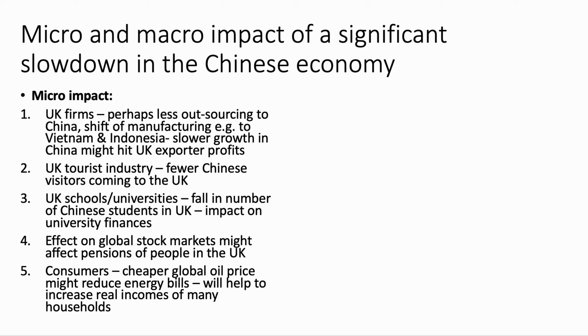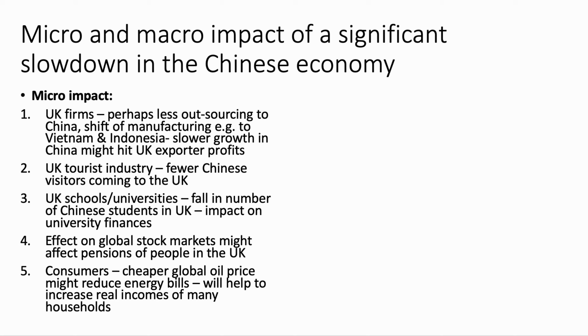Another micro impact could be to think about the consequences for the tourist industry in the UK. Tens of thousands of Chinese visitors come to the UK to visit the attractions and also to shop. Well, what will happen, for example, if that number declines substantially? UK schools and universities might also be affected by a decline in the number of Chinese students coming to the UK to take a degree or an A-level course here. That could have an impact on university finances.